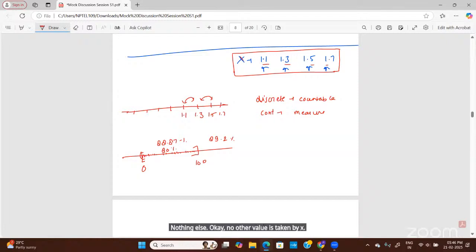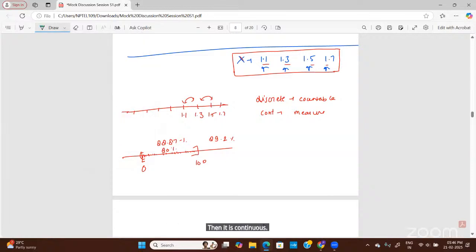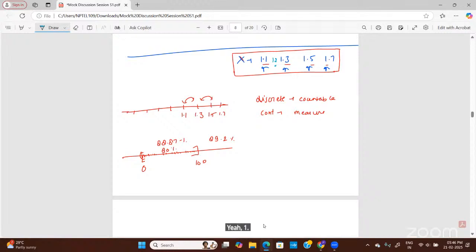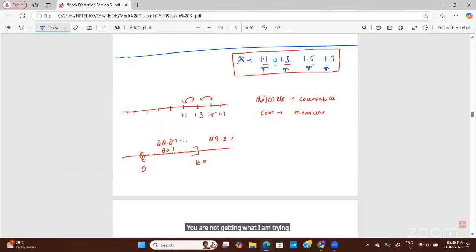And if there is 1.2 also here, then also it is discrete. If you are adding one more point, 1.2, in this there are four, and then the fifth one is 1.2. Then 1.1, 1.2, 1.3, 1.4, 1.5, 1.6. Is it continuous or discrete now? You are not getting what I am trying to say.